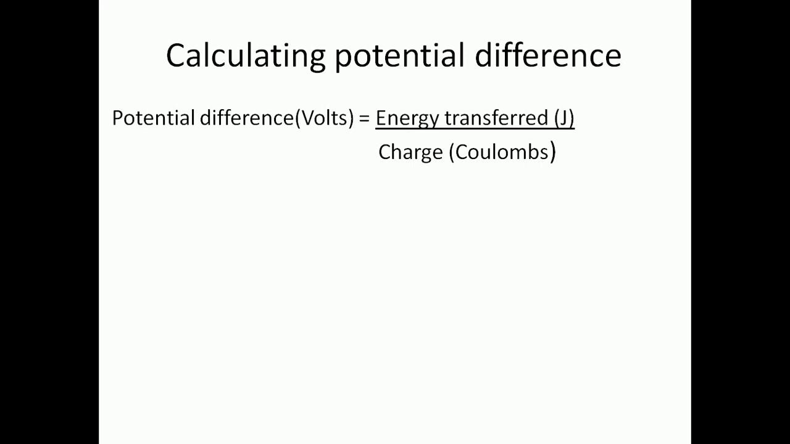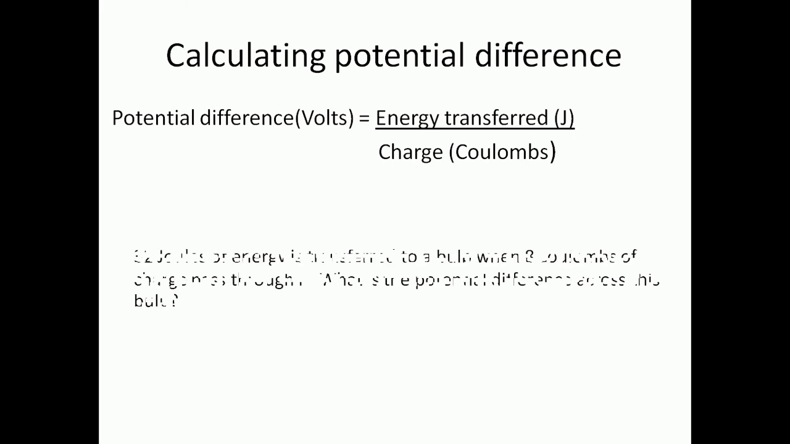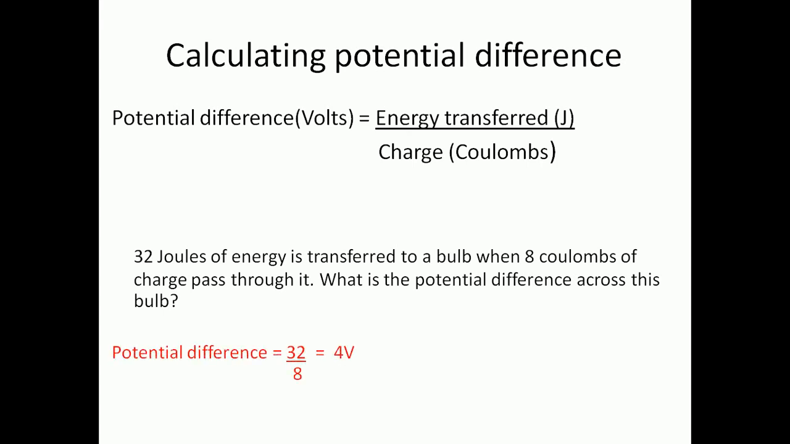Okay, so potential difference is 32 divided by 8. So 32 is our energy, measured in joules, divided by our charge, which in this case is 8 coulombs. So 32 divided by 8 gives us 4. Potential difference is measured in volts, so it is 4 volts.